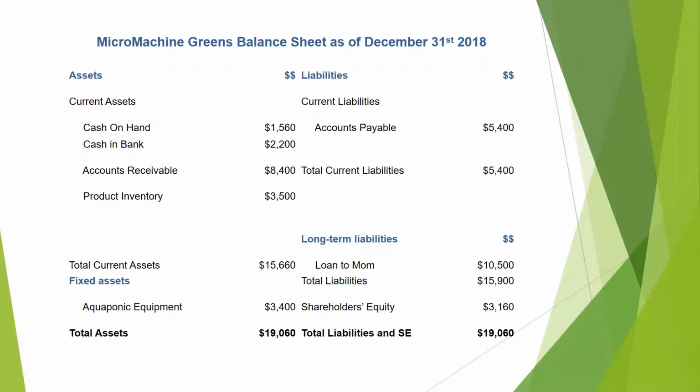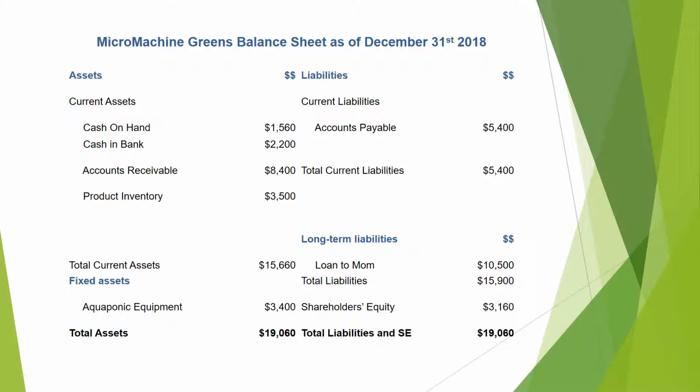So maybe you sold some products to some restaurants. Restaurants are notorious for taking their time to pay. So for the time between when you deliver a product to the restaurant and the time that they pay, the value of that product is going to be held in the accounts receivable account. And then maybe we have some product in the fridge. The value of that is $3,500.